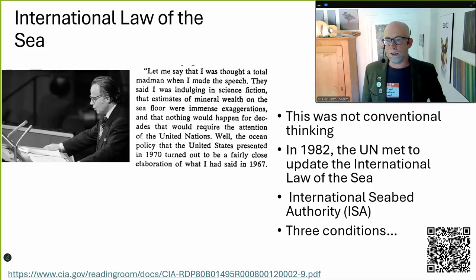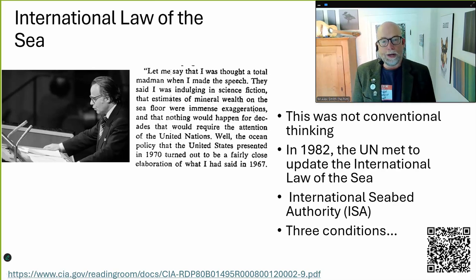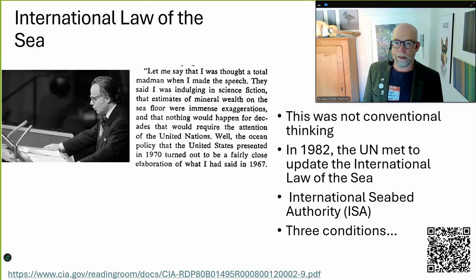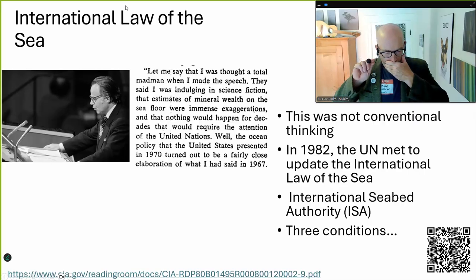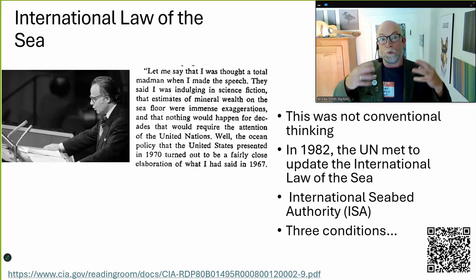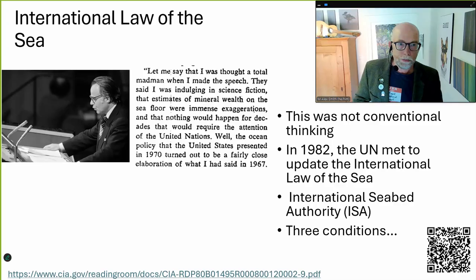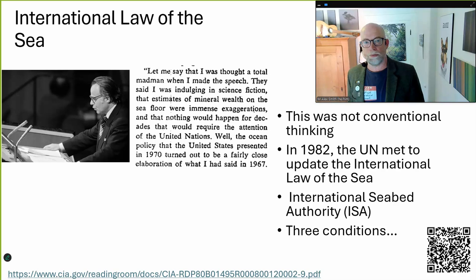So this is a picture of that gentleman that was just mentioned. This is Arvid Pardo, who was writing about these motions and speeches that he was making in the UN in the late 60s and early 70s, and was thinking very much outside the box. This was not conventional thinking, to think about the potential richness of these elements concentrated into nodules or concentrated at hydrothermal vents on the deep ocean.